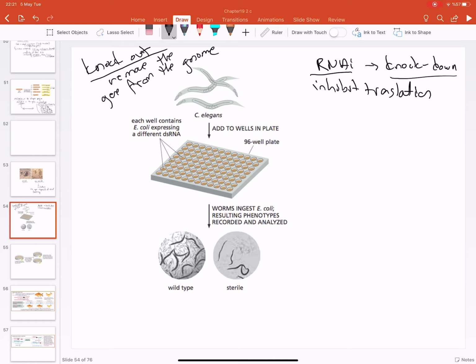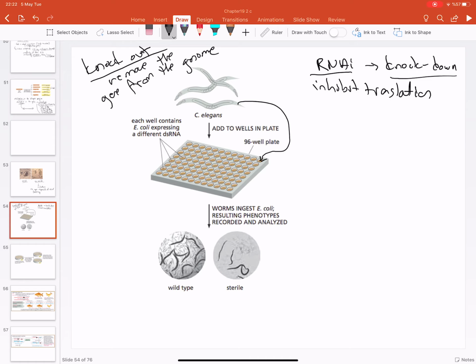Get this multi-well plate, and in each of them put some C. elegans. The C. elegans are really small, so they're going to fit in these plates, and on each of them, put some RNAi. And these RNAi are randomly designed. They are going to randomly knock down some genes. So check the phenotype in each of them.